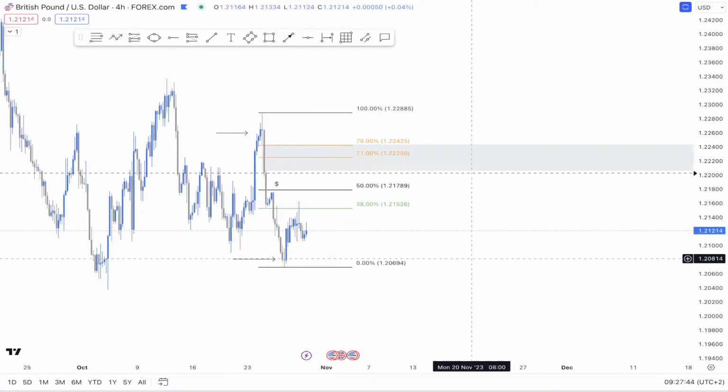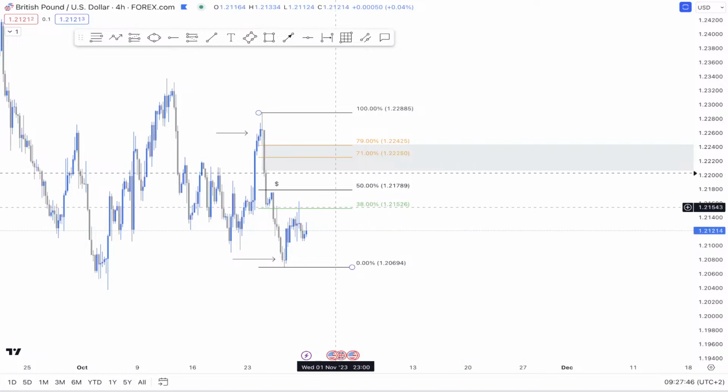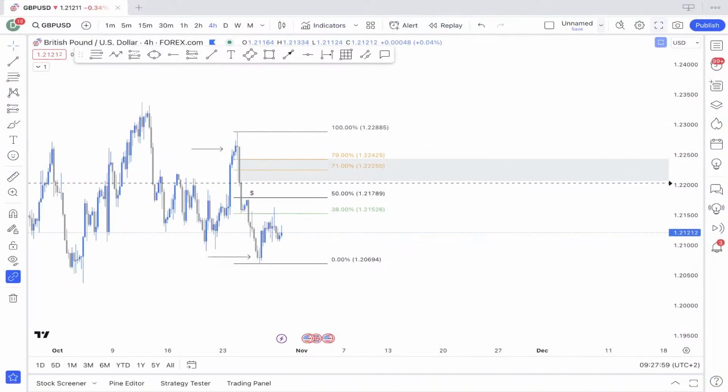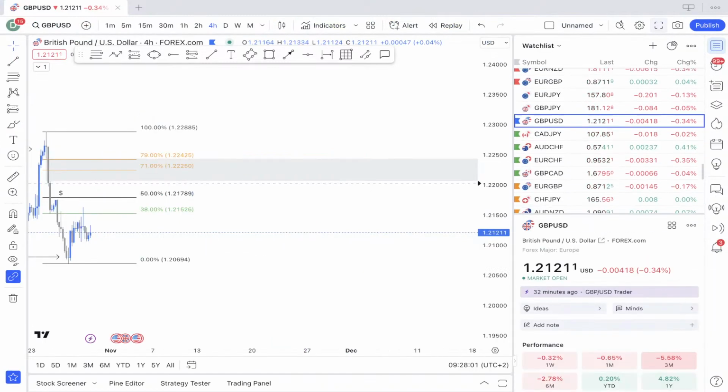Okay, now we want to see a corrective pullback towards our fire zone in order for us to pull the trigger, and that's exactly why this is a valid setup. All right, so now we can move on to the next pair in our watch list, which is CAD JPY.